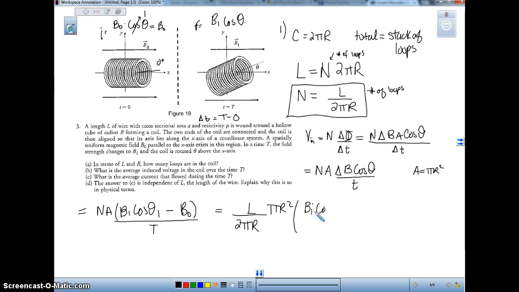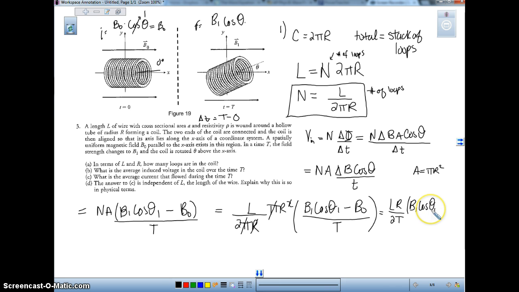Oops, not I. Cosine 1 minus B naught all over t, like that. So now you can see pi's cancel, one of the r's cancel. So then our relationship now becomes LR over 2t B cosine.